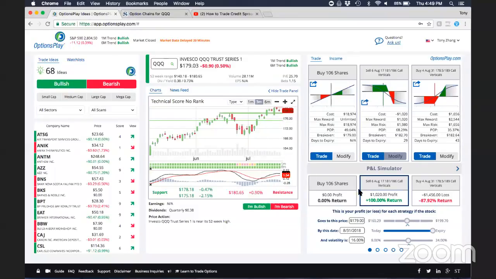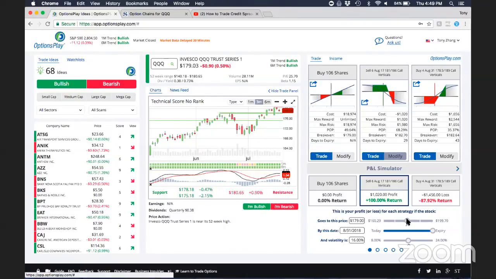Maybe I expect that same thing to happen. So what happens if the stock stays exactly where it is? I make that $1,020 profit while risking roughly $2,000. So that's a 2-to-1 risk reward ratio: I'm risking $2,000, trying to make $1,000.